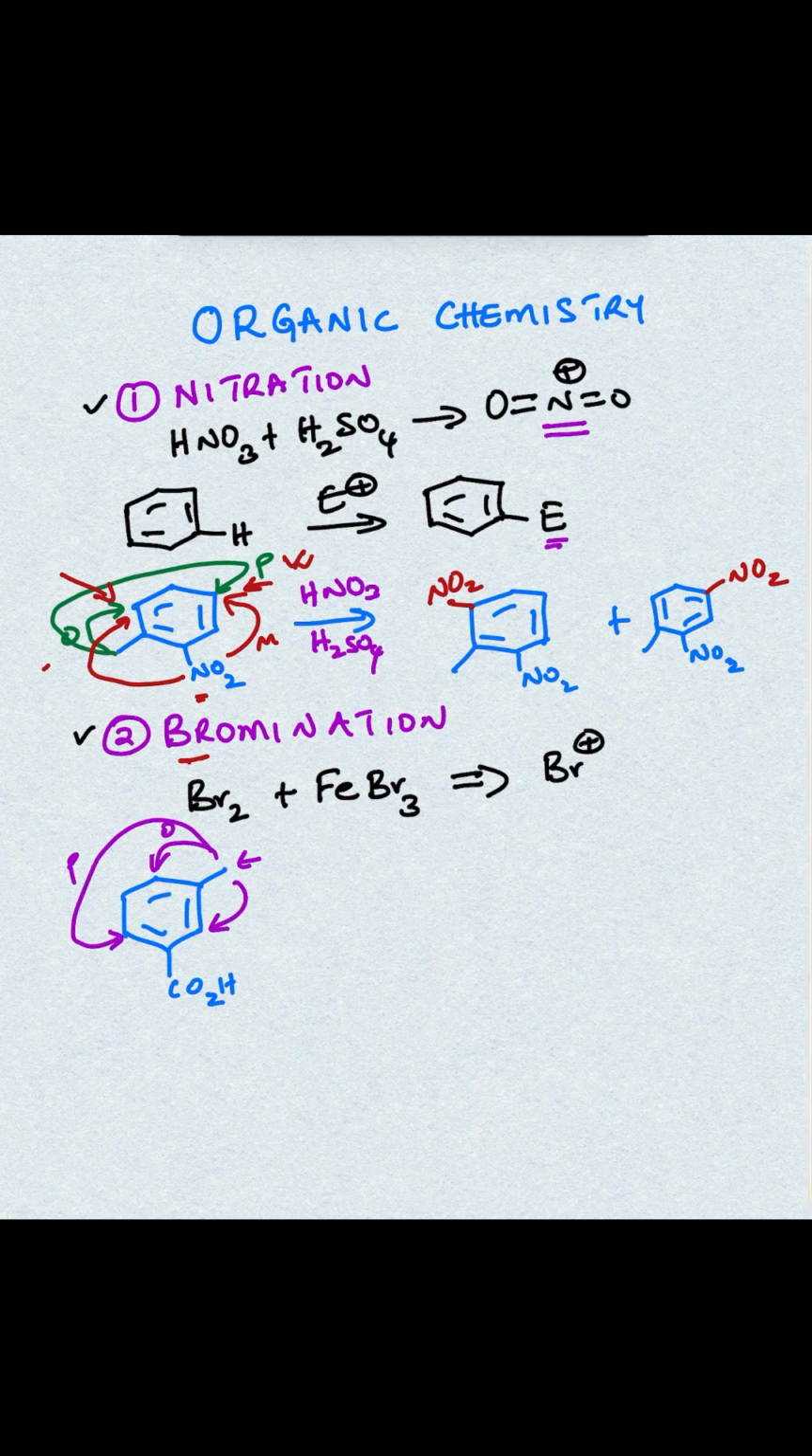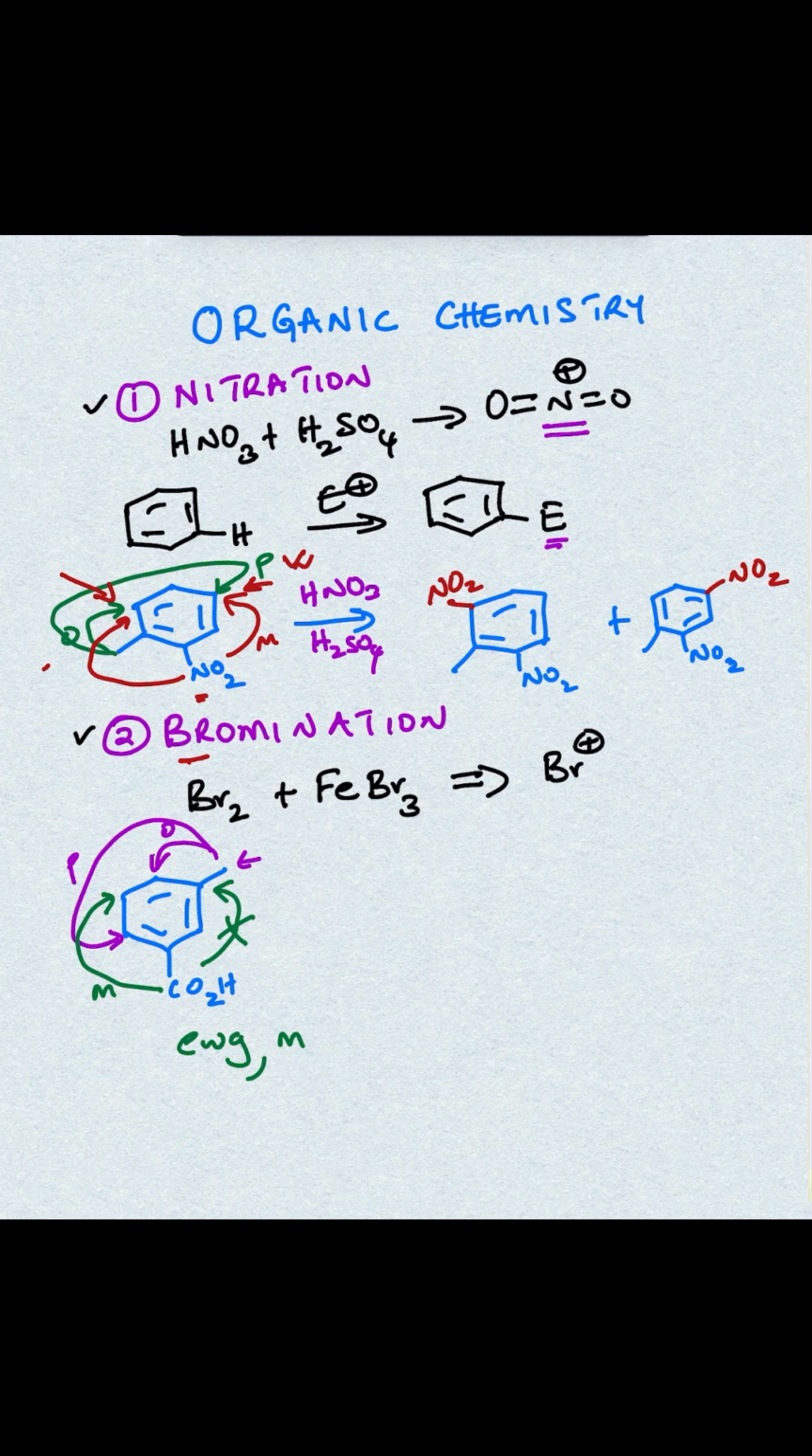This ortho will not work because that place is hindered. It's between two large groups, so between this group and this group. Now if you look at this carboxylic acid, that's an electron withdrawing group, and that means it favors meta addition, and its meta will be here, but this position is already occupied, so no addition will happen there.